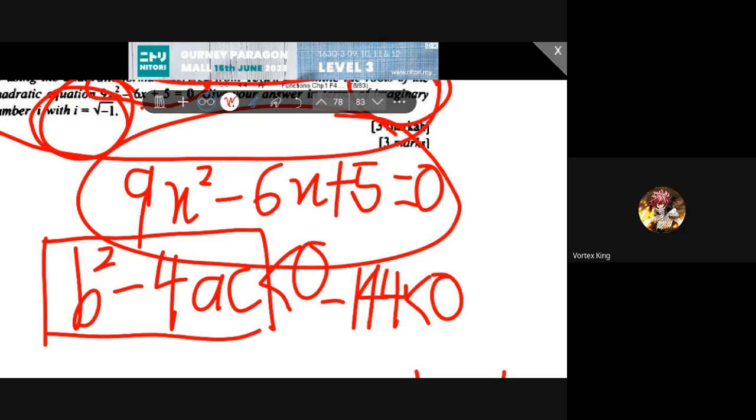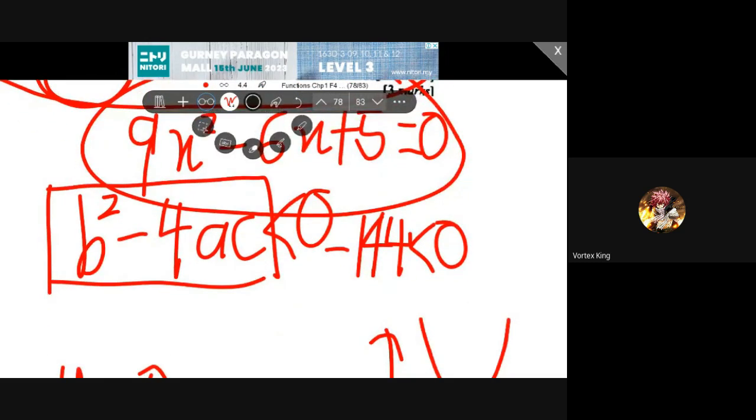Itu maksud dia sekarang. Okay, so now can understand, Andy? Better now? After I show you the 3 condition. Yeah, you said no roots already, means you understand. Yeah, good. Okay, so now we solve the question together, okay?